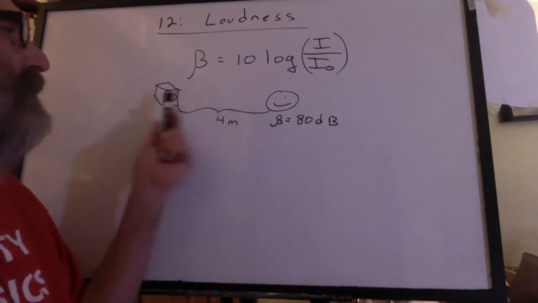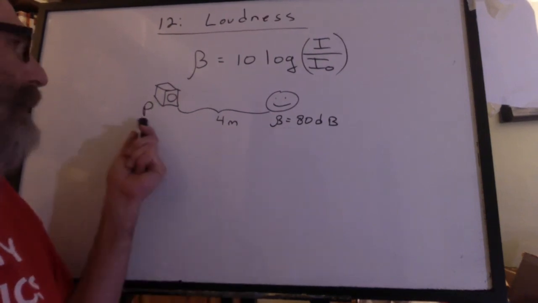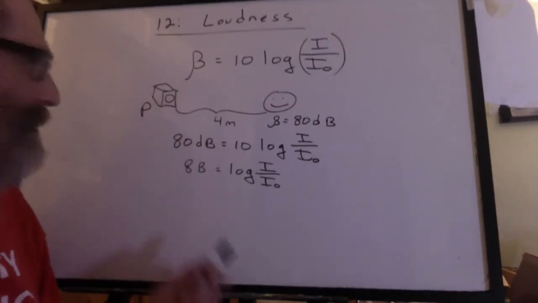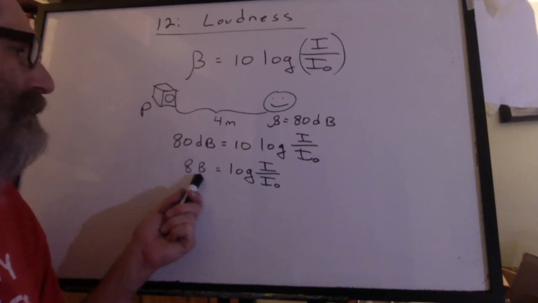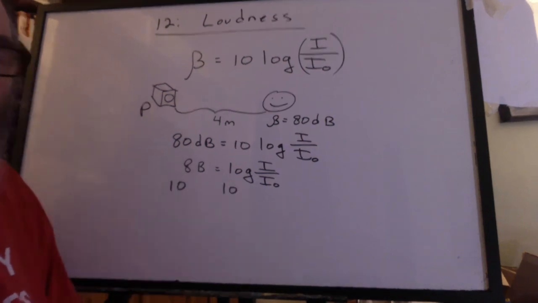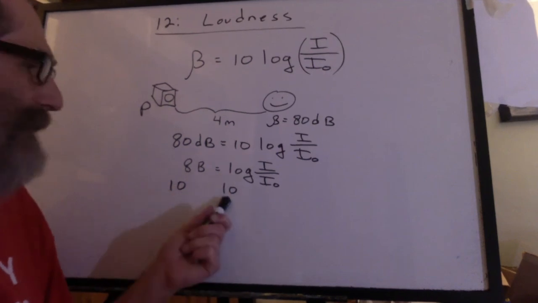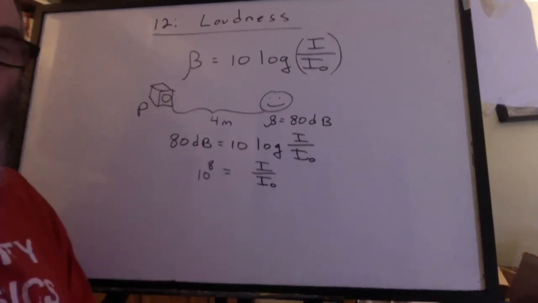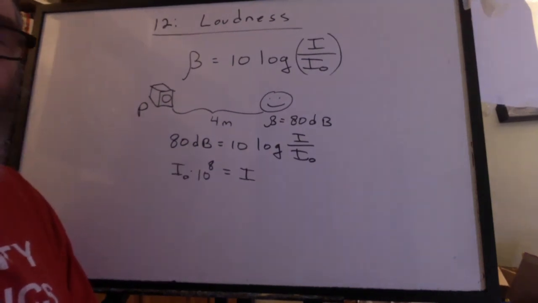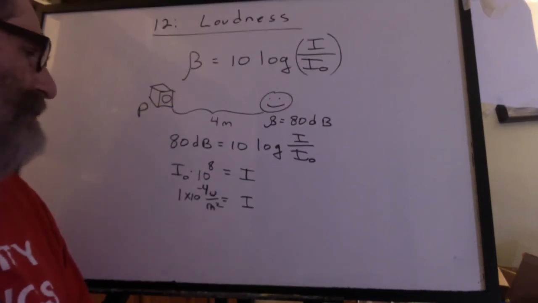All right, here's a practice problem. Let's say we were 4 meters away from a speaker and we were listening to 80 decibels. Could you find out the power output of that speaker? So we plug 80 decibels into the equation. We divide by 10. We have 8 bels now. How do I get I? I have to remove the log. How do I do that? By using a base of 10. That will cancel the log. If I do that to this side, I have to do it to that side. So we say 10 to the 8th is equal to I over I naught. And I equals 10 to the 8th times I naught. And we get 1 times 10 to the minus 4th watts per meter squared.